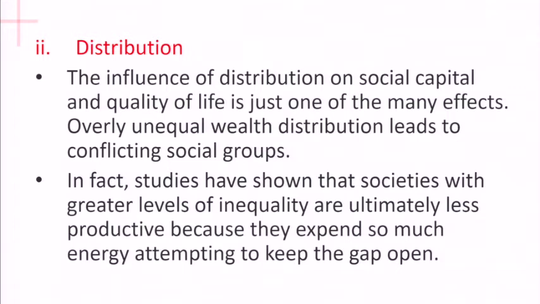Next, coming to distribution, a fair distribution. The influence of distribution on the social capital and the quality of life is just one of the many factors. Overly unequal wealth distribution leads to conflict among the social groups. Studies have shown that societies with greater levels of inequality have been less productive, and they also spend a lot of energy to ensure that this gap does not exist. The traditional approach tends to neglect the fact that distribution has a lot of direct and indirect feedback on how the society is actually working.